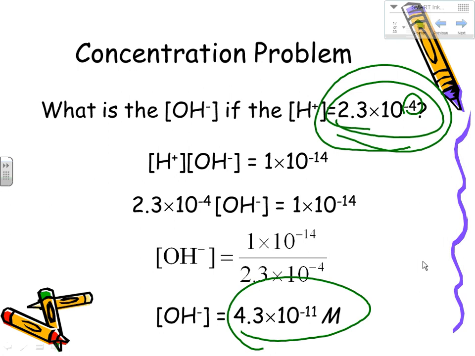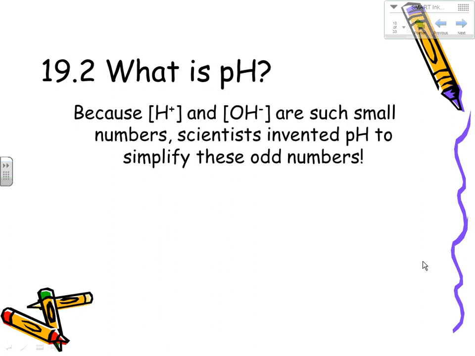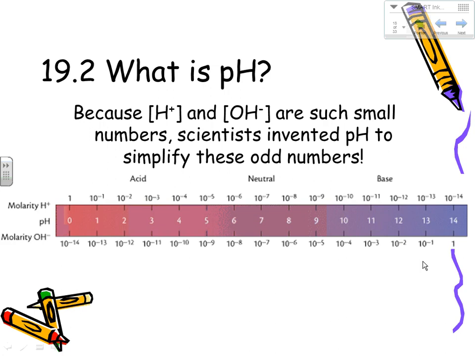Believe it or not, many of your parents may have a hard time telling you which of these two numbers is bigger and which of these two numbers is smaller. And that doesn't make them any different from anybody else who doesn't practice and use these numbers all the time. So, because H plus and OH minus are such small numbers, scientists invented the pH scale to simplify these small odd numbers. On the pH scale, 7 would be considered true neutral.